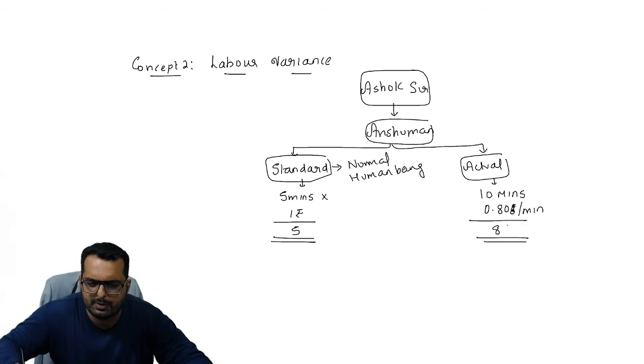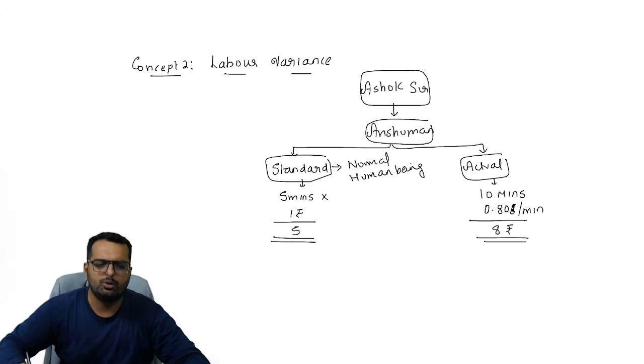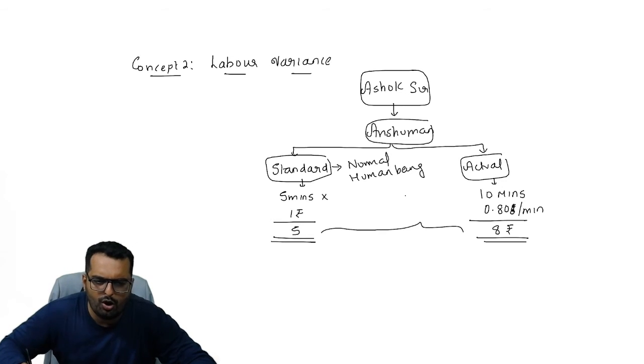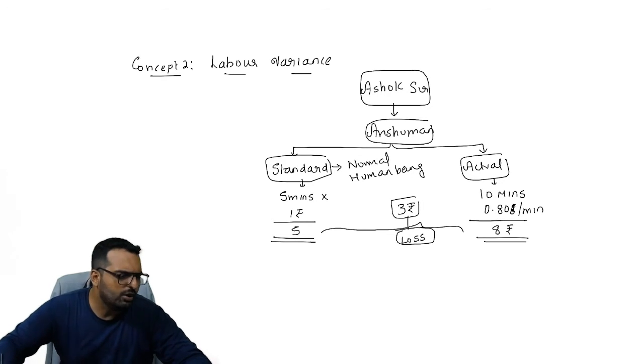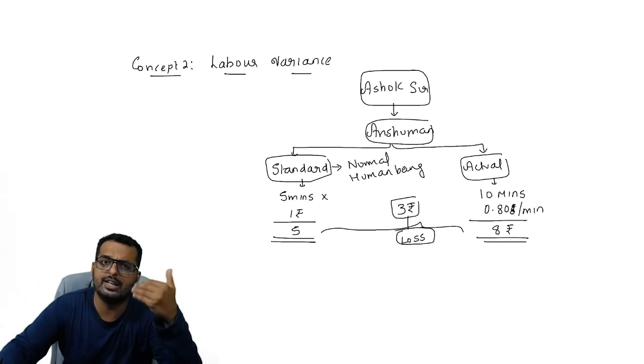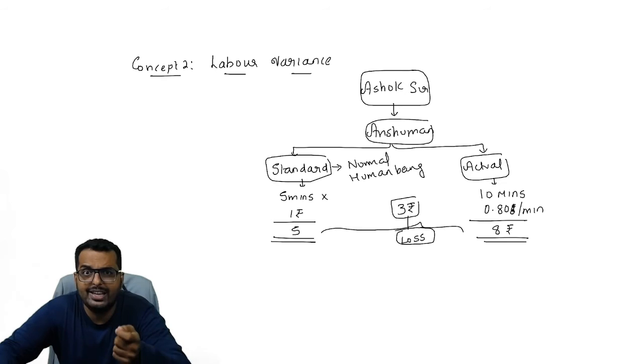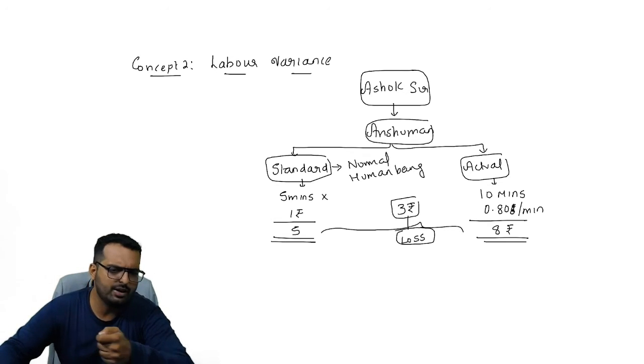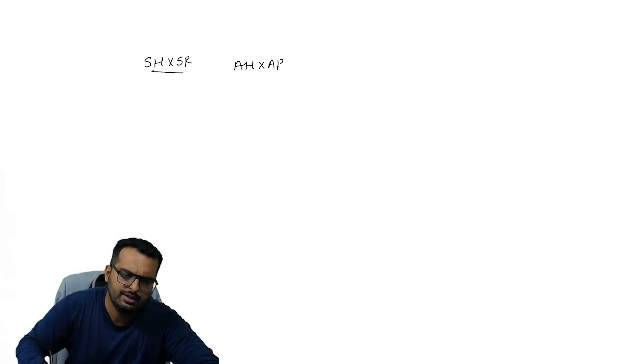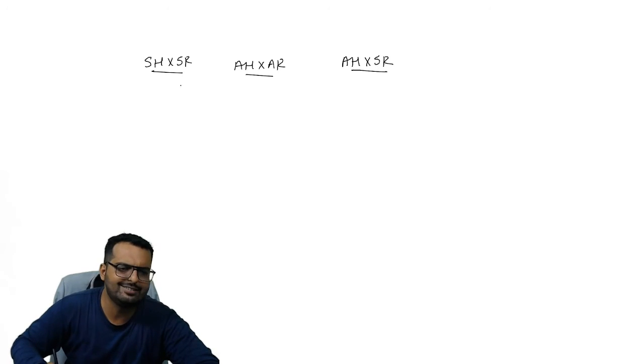So now tell me how much money Anshuman has got over here. 8 rupees. What is the total loss that Ashok sir has made over here? He has made a total loss of 3 rupees. Out of this, some loss is due to taking more time and there is some gain due to paying him less than 1 rupee over here. Are you understanding my point? So that can be done using the table format: SH into SR, AH into AR, AH into SR.